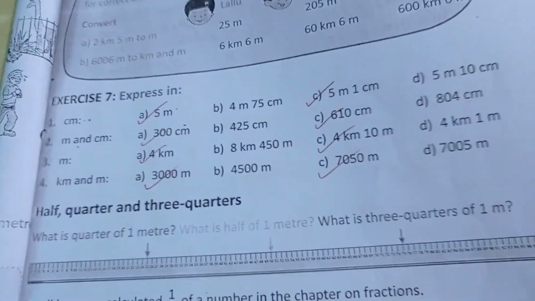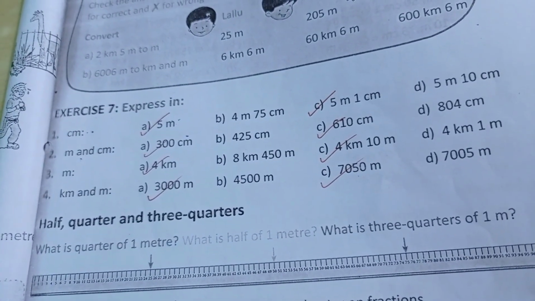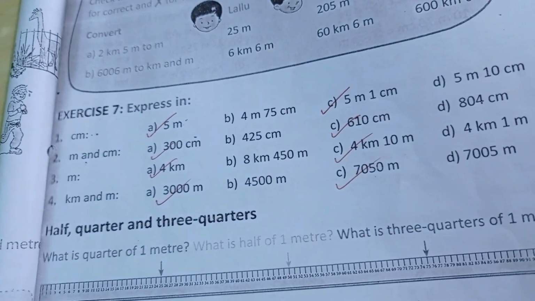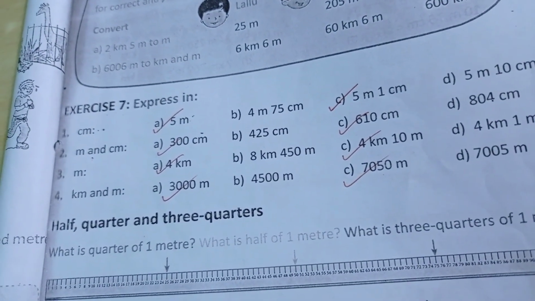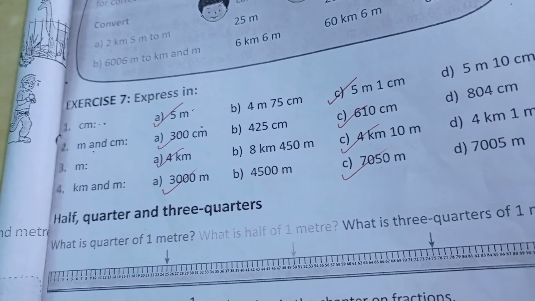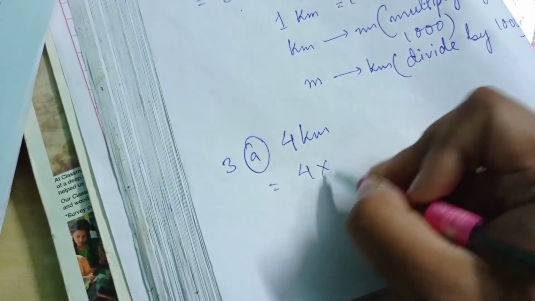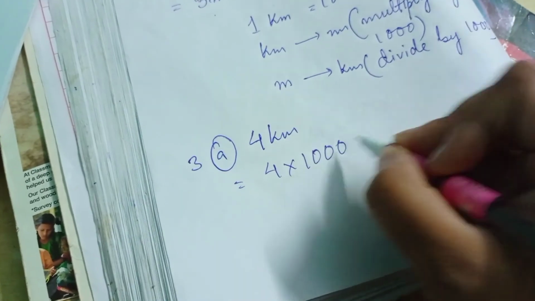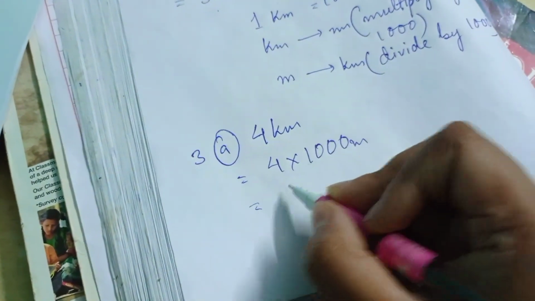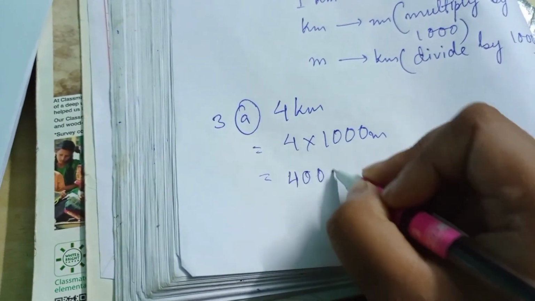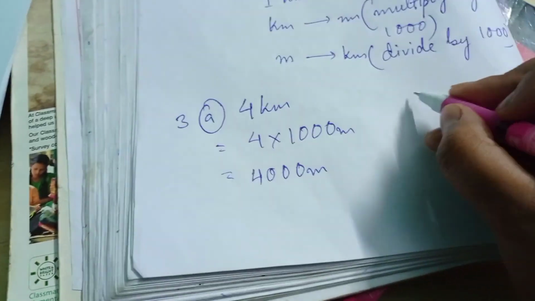In the first question, they have given kilometer and you need to convert kilometer to meter. So you need to multiply with 1000. 4 kilometer is equal to how many meter? 4 into 1000 meter. So 4 into 1000 meter is 4000 meter.